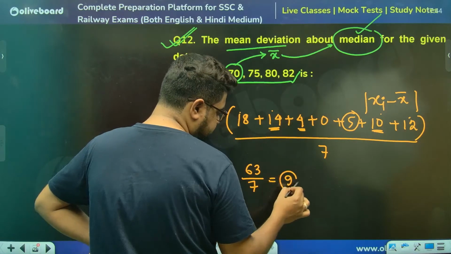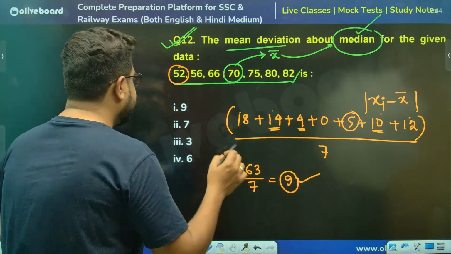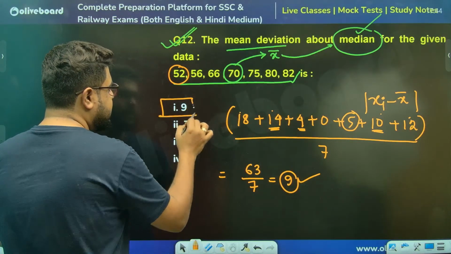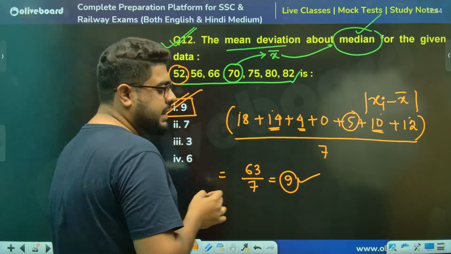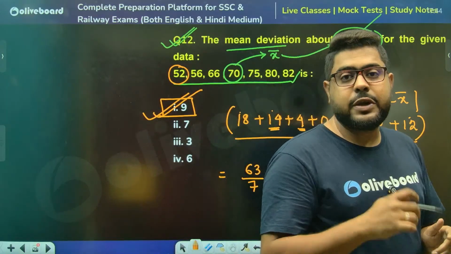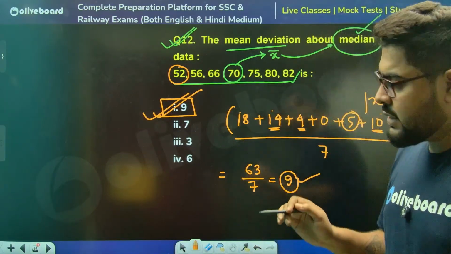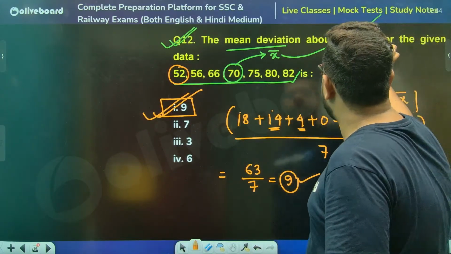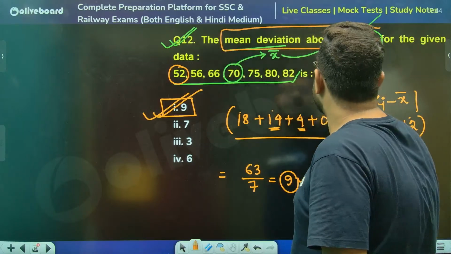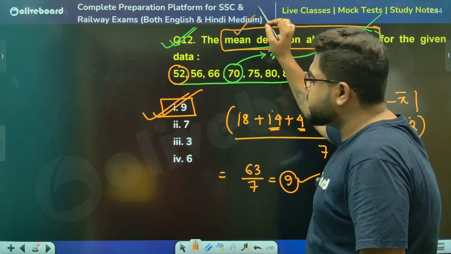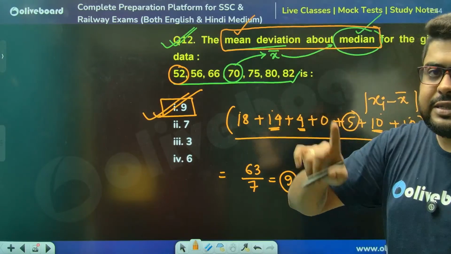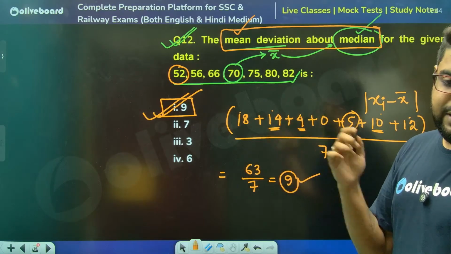So 9 is the answer. Option number 1, sir. You see, this is my mean deviation about median. But what is the problem? If you have not done a few questions like this, and you are seeing this particular terminology for the first time in the exam, then it becomes a mess.